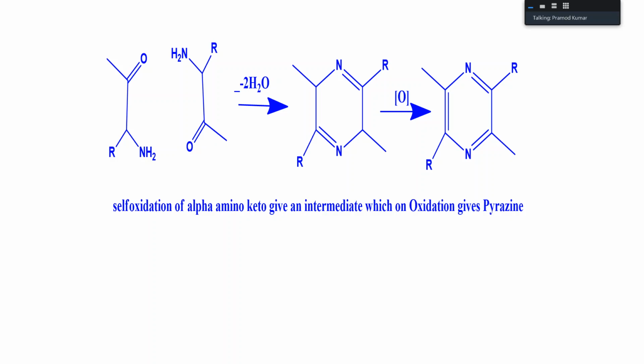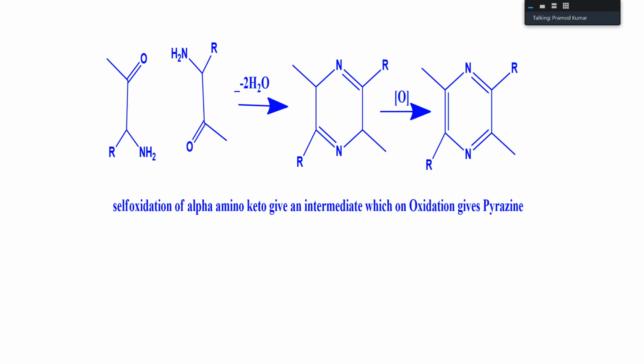So what you have to do is take an alpha amino ketone. What is an alpha amino ketone? It is a compound with an amino group on the carbon adjacent to the carbonyl group. So this is known as an alpha amino ketone. What happens when two such molecules come together? They condense to give an intermediate, which gets oxidized by palladium on carbon or any oxidizing agent, or selenium, to give you the corresponding pyrazine. So these are the methods for the synthesis of pyrazine.